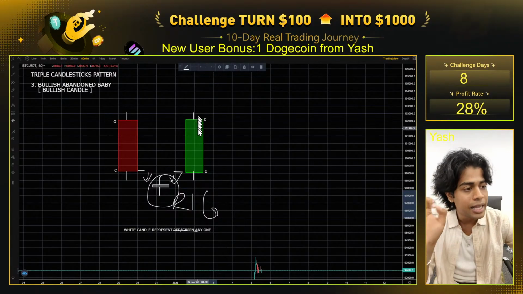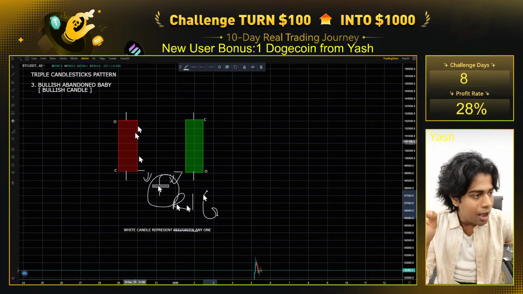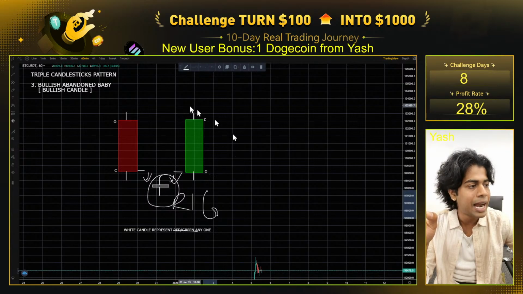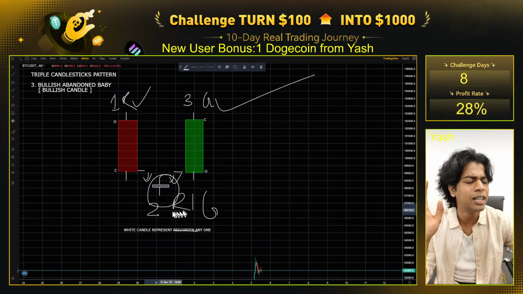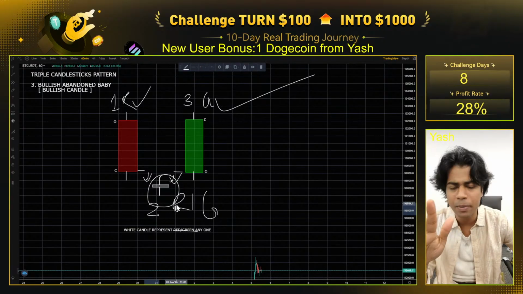Got it? Second thing, after this second candle, the third candle should be a green color candle, compulsory. The first candle is what? Red color, compulsory. The second candle, this is the second candle, it can be red or green, does not matter.